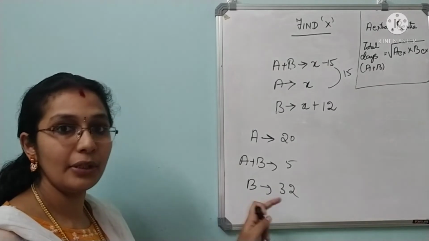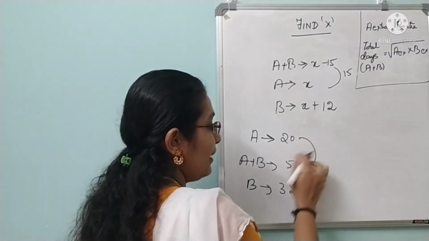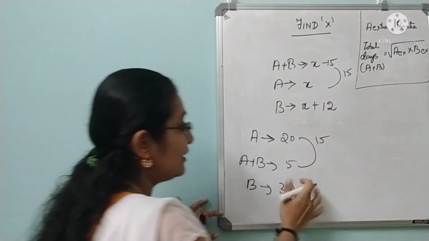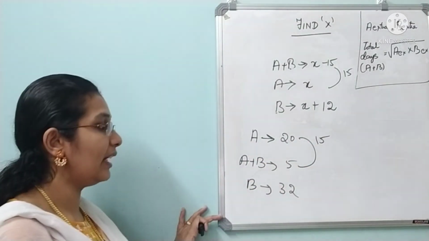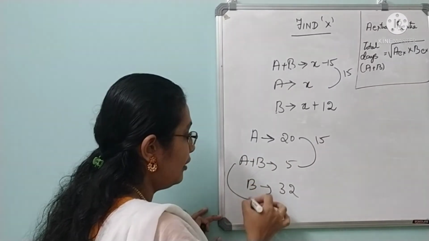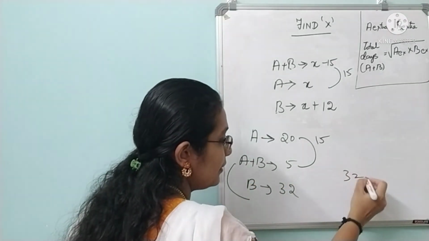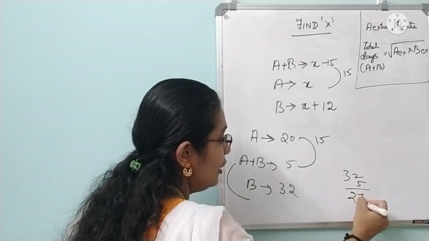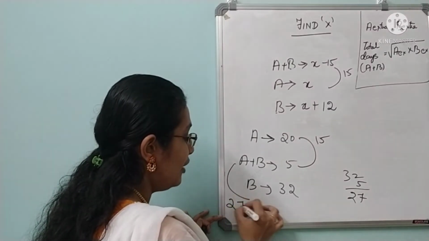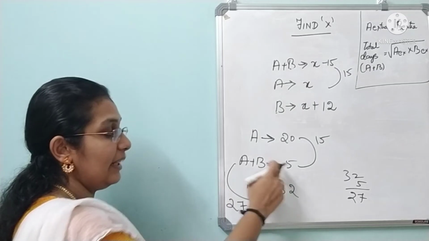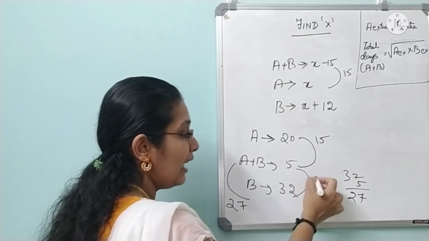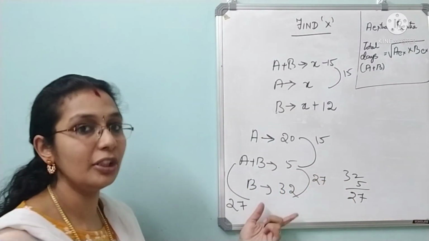So from this, what do you understand? 20 minus 5 is 15, that is, A is 15 greater than A plus B. And 32 minus 5 is 27, so B is 27 hours greater than A plus B. That is what you have understood here. That is the concept.